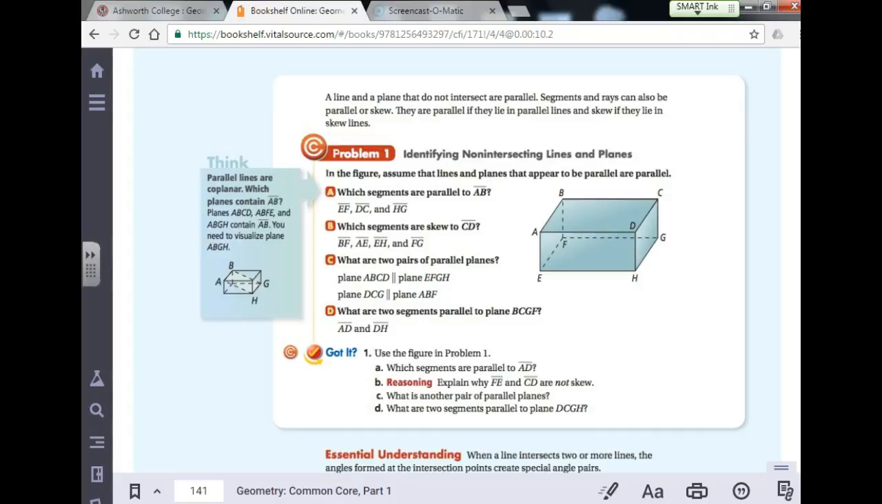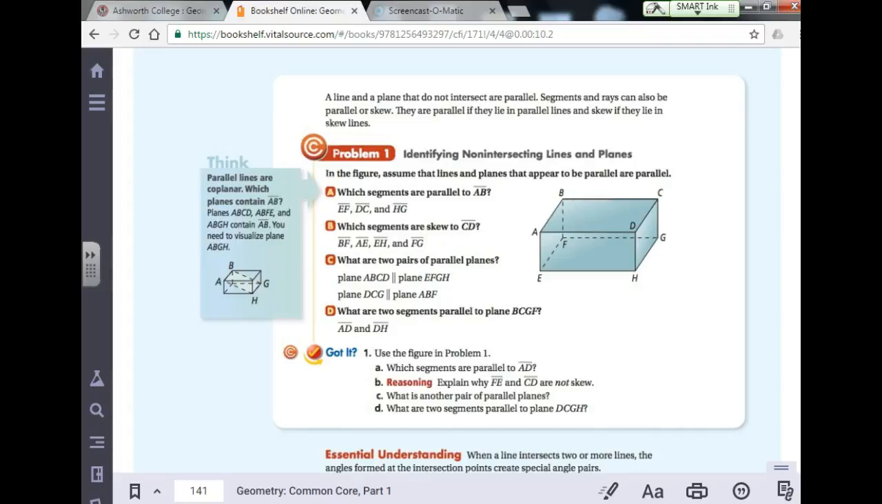First of all, it's going to ask you a few questions and hopefully make some points by this. A part says, what segments are parallel to AB? So if we look carefully, AB is right here, going this direction, kind of frontwards and backwards in this three-dimensional demonstration here. Now, what segments are parallel to that?